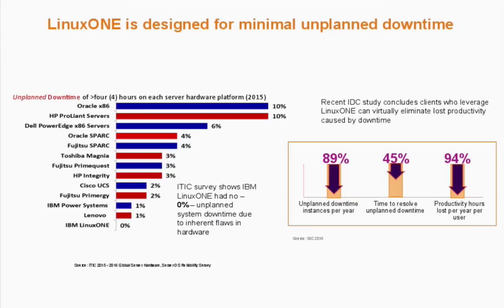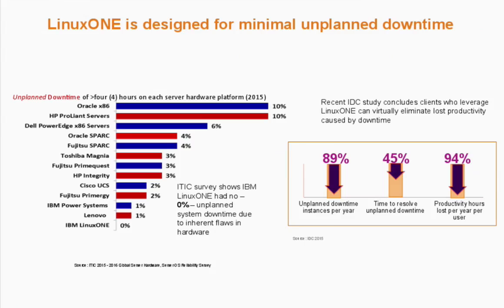Okay, right here, LinuxONE is designed for minimal downtime. Whether you're talking about unplanned downtime of less than 4 hours for each server and the hardware platform, if you look at the various different things, LinuxONE is down here all the way down to 0% compared to, for example, Oracle running on x86 where you have 10%. So unplanned downtime instances per year, 89% lower. Time to resolve unplanned downtime, 45% lower. Productivity hours lost per year, per user, down by 94%.